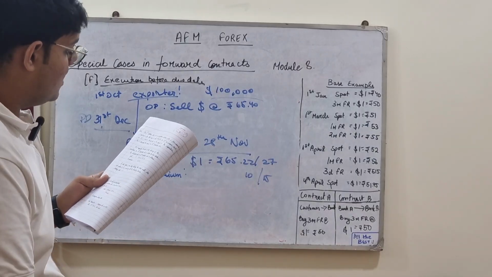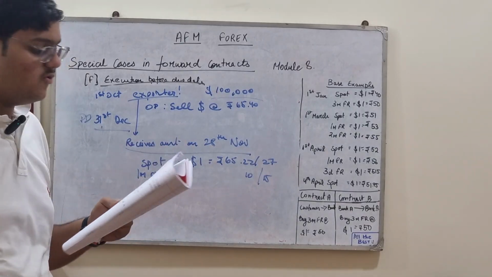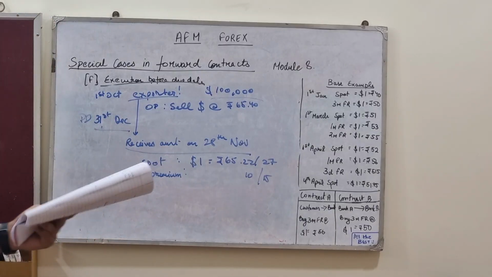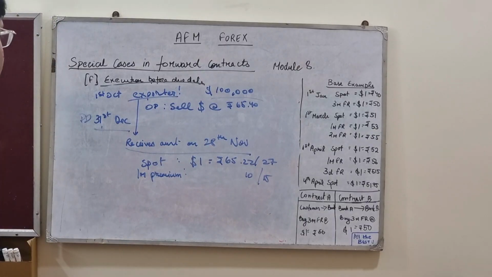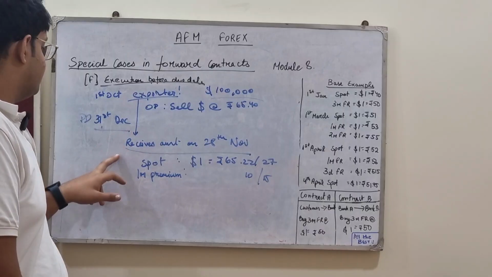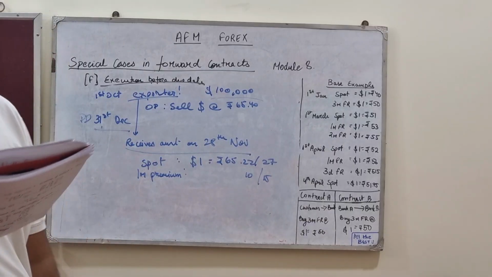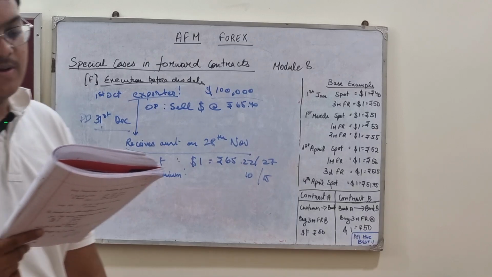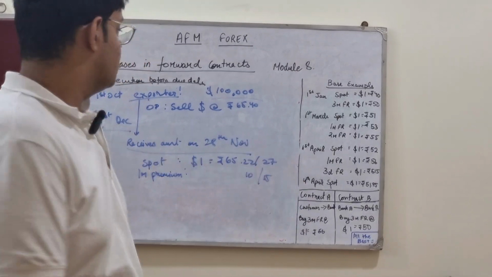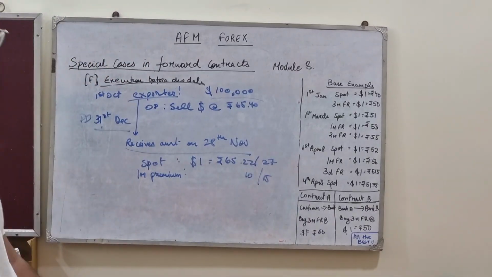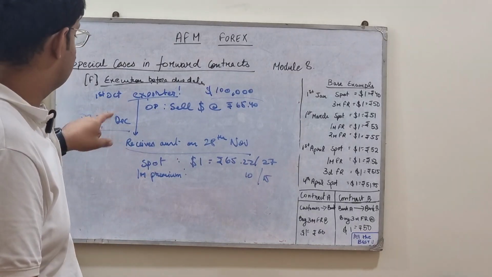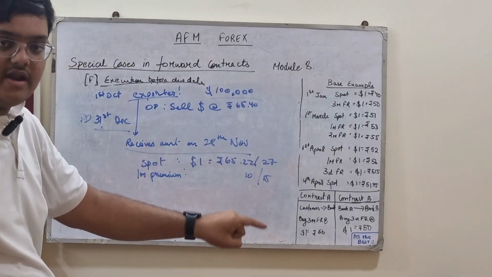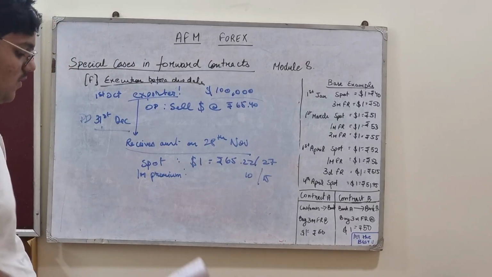However, due to the request of the importer, Mr. X received the amount on 28th November. Here the only relevant detail is that Mr. X, who is the exporter, will receive the amount on 28th November. Mr. X requested the bank to take delivery of the remittance on 28th November, i.e. before the due date. So basically, Mr. X, the exporter, is saying, bank, can you please execute the 31st December forward contract today on 28th November.